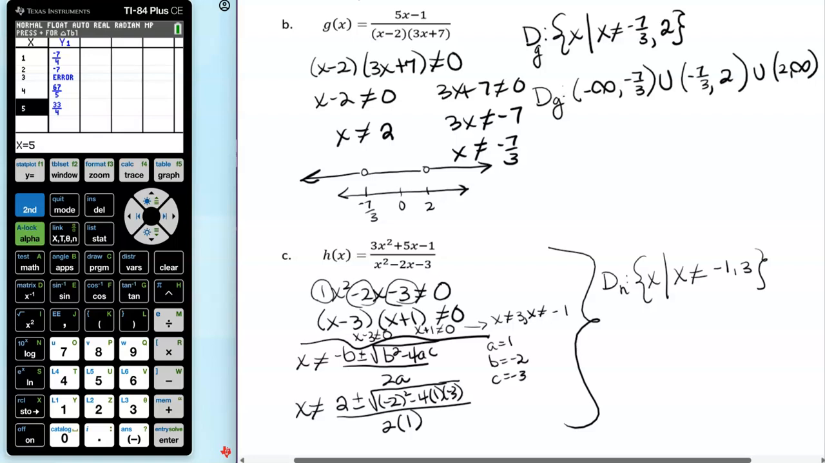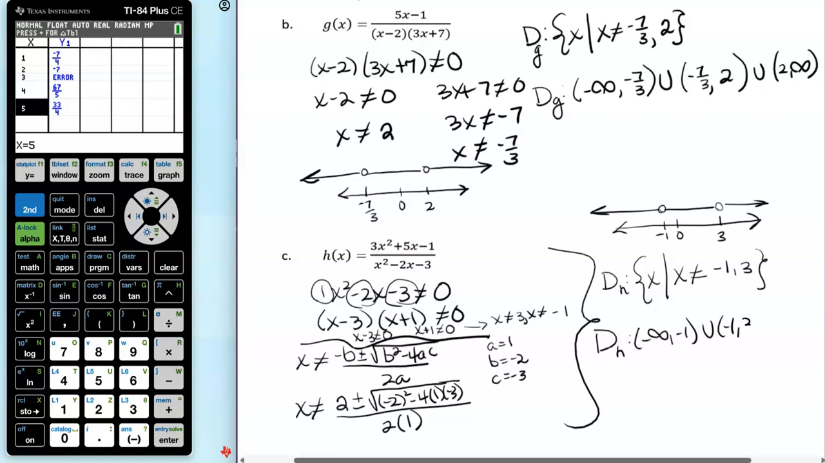If we view it as a number line, negative 1 here and 3 over there, x cannot equal these two places. So once again, we have 3 intervals. And we'd say our domain of H is going to be from negative infinity to negative 1, negative 1 to 3, and then 3 to infinity.